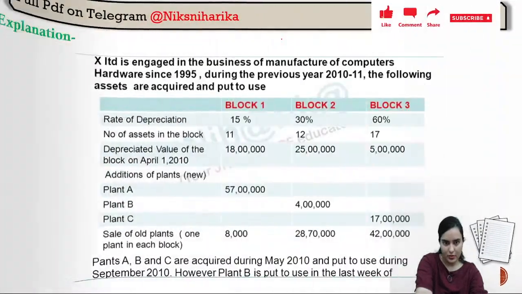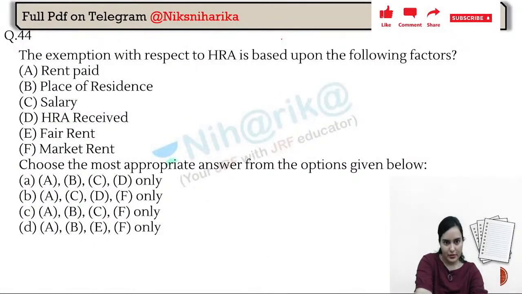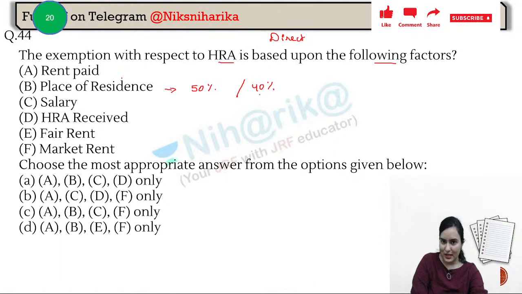Okay, now next one. The exemption with respect to HRA is based upon which of the following factors? This is also a direct question, directly from notes. Which factors? Rent paid? Of course, you cannot exclude. All the 4 points consist of rent paid. Place of residence? That decides 50% or 40% also. Yes. Salary? Of course. HRA received, actual HRA received.